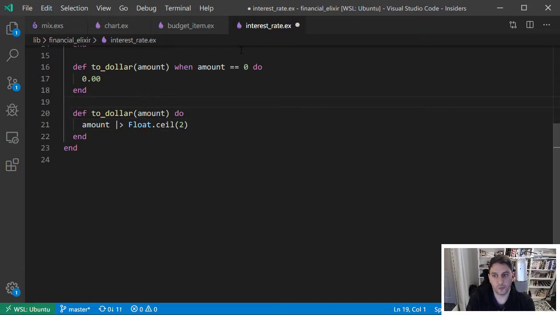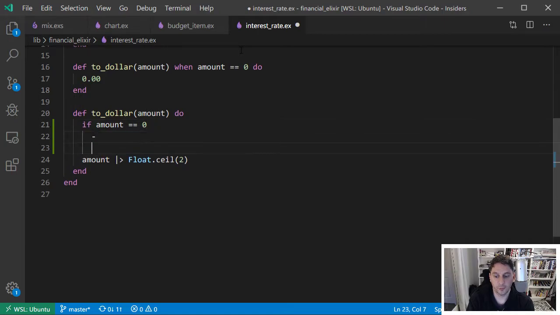I had a few different choices, and in a lot of languages you would do something like: if amount is equal to 0, do it one way, otherwise do it this other way. But one thing I don't like about that is it encourages branching, and wherever you have branching, a lot of times you'll end up with nested branching, and it gets a little hard to read. So I'm going to back that out.